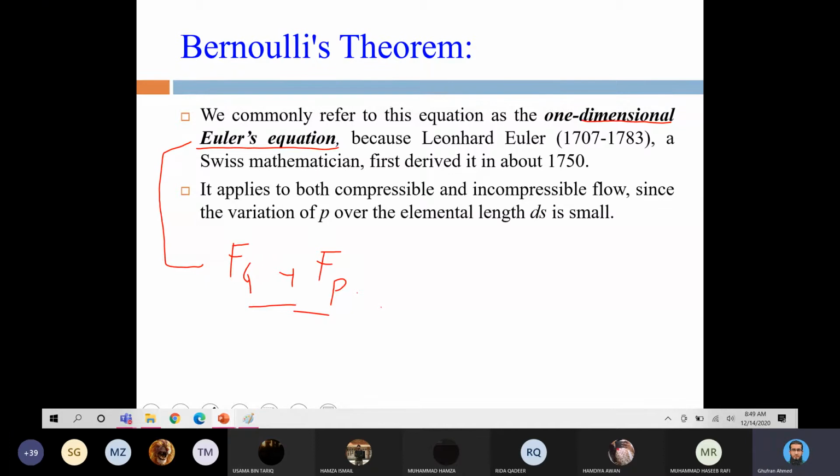download it and you can listen to that recording. Okay. So this equation, Euler's equation, applies to both compressible and incompressible flow, since the variation of P over the element length ds is small, meaning the change of pressure over the element length ds is small.